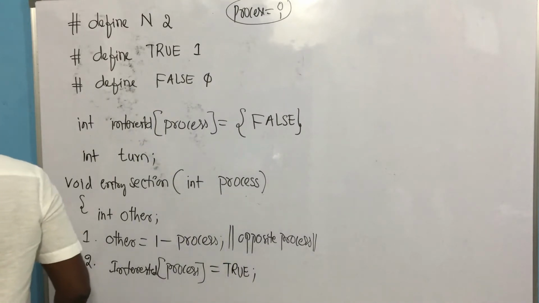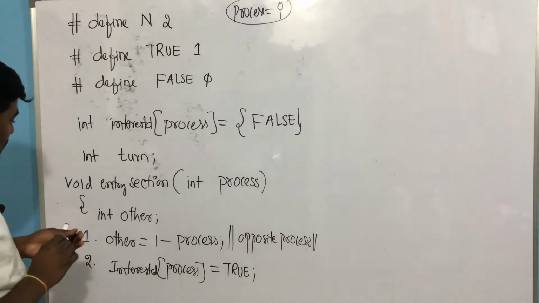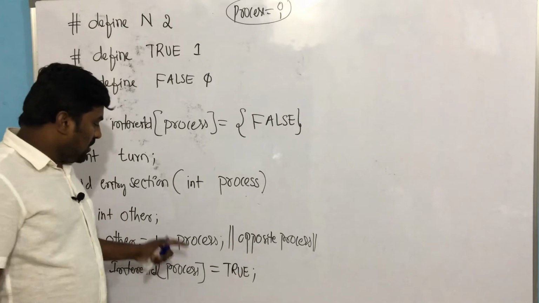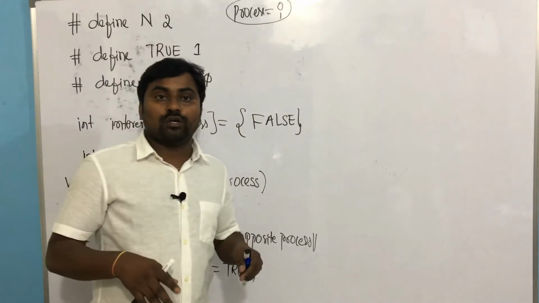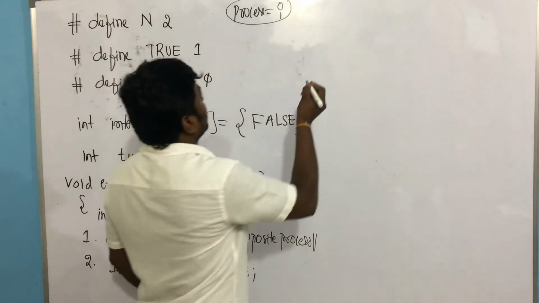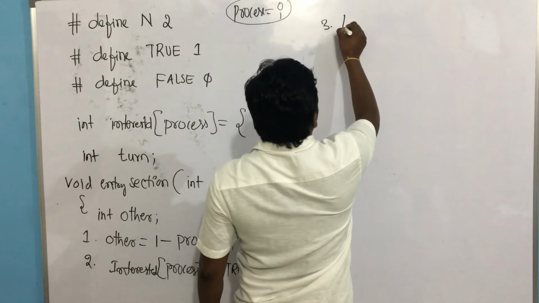Please do understand, I am marking the interest of the process as true. The process, either 0 or 1, shows the interest, and whichever process shows interest is going to update the turn value. So the third step, it is not necessary immediately, is that we are going to update the turn value.